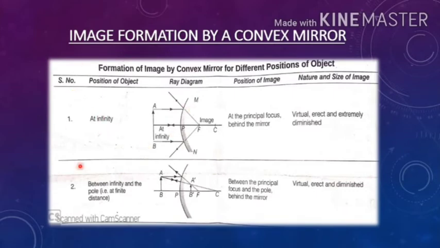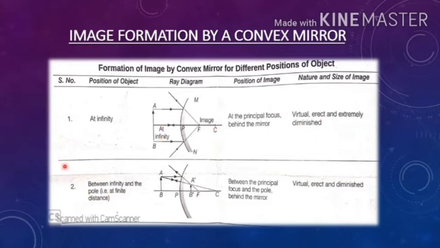Let's move to image formation by a convex mirror. There are only 2 cases of image formation by a convex mirror. First one is at infinity. When an object is placed at infinity, then its image is formed at the principal focus behind the mirror. We can see in the figure that its image is formed at this point, the focus, behind the mirror. This is the non-reflecting side, and this is the reflecting side. The object at infinity gets reflected in this direction, but when extended backwards, the rays meet at the focus. We studied this in the previous lecture. The nature is virtual, erect, and the size is extremely diminished.